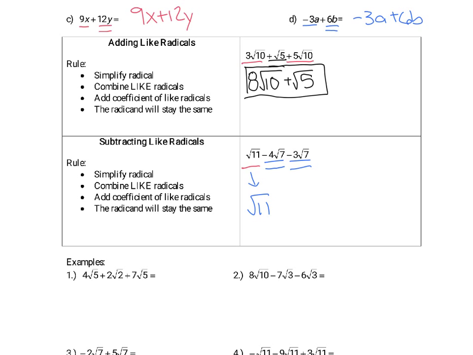Now, to combine the ones that are alike, negative 4 square root of 7 minus 3 square root of 7 is going to be negative. Combine the coefficients: negative 4 minus 3 is negative 7, or minus 7. And remember, the radical stays the same, doesn't change. And that would be the most simplified version of that question.